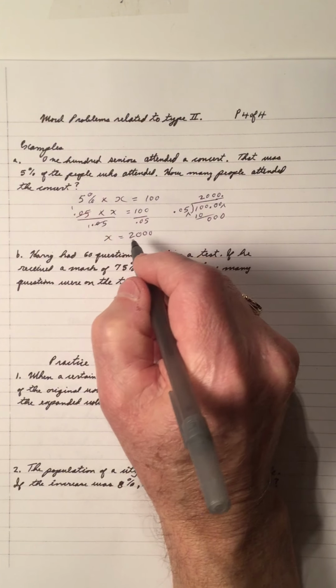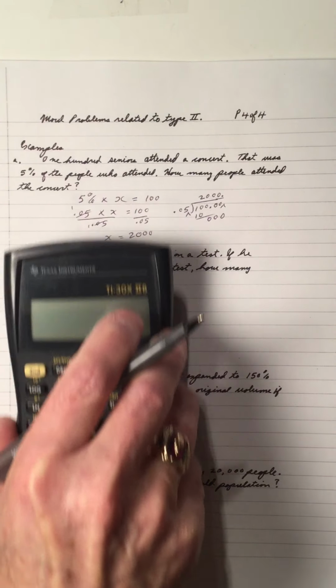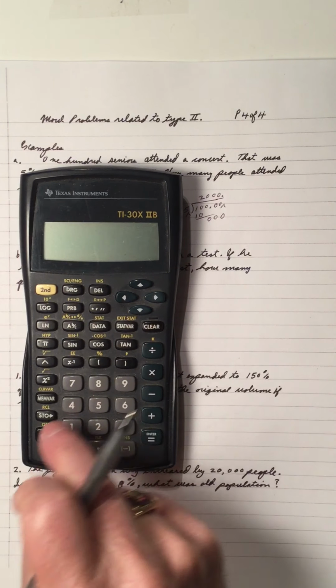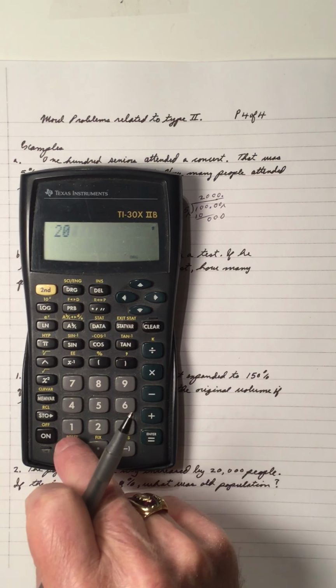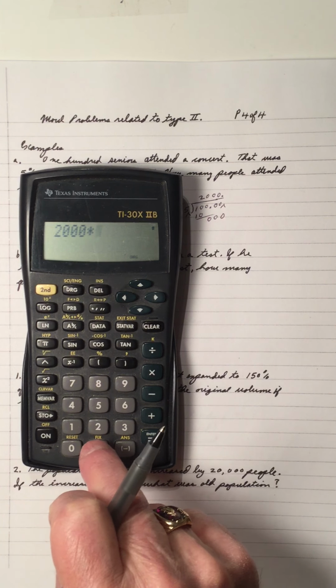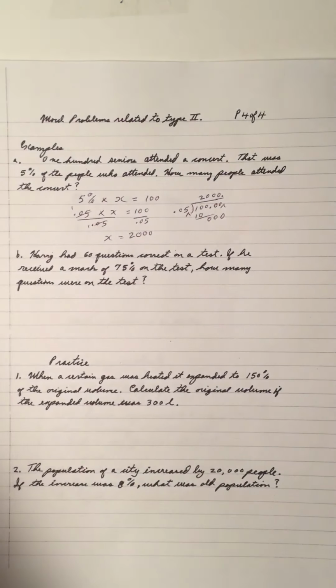And 2,000 people. And if you want to check it out to see what's going on, so you get 2,000 people. Just check. If you take 2,000 people and multiply it by 5%, which is decimal 0.05, you should get 100, right? So we're just checking it back.